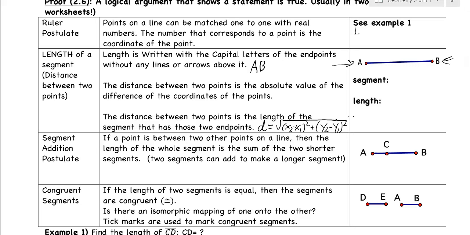Alright, this is the important part. You got to know the difference here between a segment, the physical object, and that segment's length. One has a line on top, one does not. We'll be using these to go from numbers, where we can use everything we know about equality and the properties of equality, to manipulate our numbers back and forth to the physical objects, the segments.